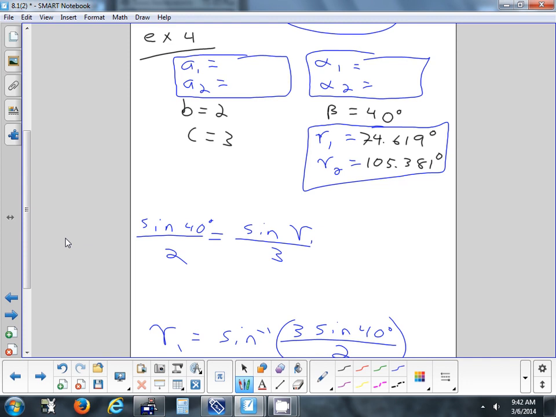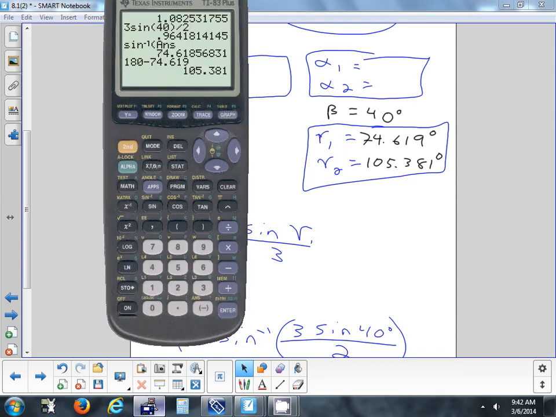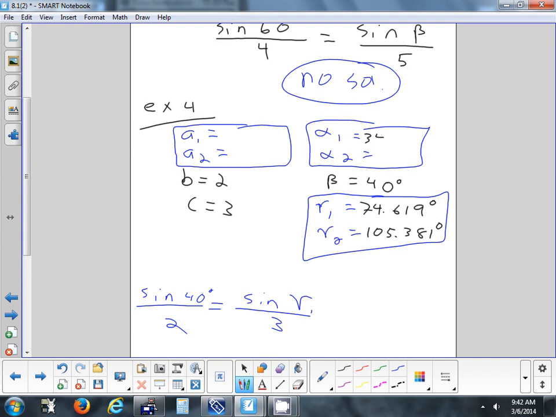Now we can do what Matt said and add up beta and gamma 1 and subtract it from 180 to get alpha 1. So we've got 180 minus 40 minus 105.381. And then if someone can get alpha 2, that'll just save us a few minutes. So 34.619. And how about alpha 2? Yep, I got 65.381. Did anybody else get 65.381? Yeah. Rounded correctly.